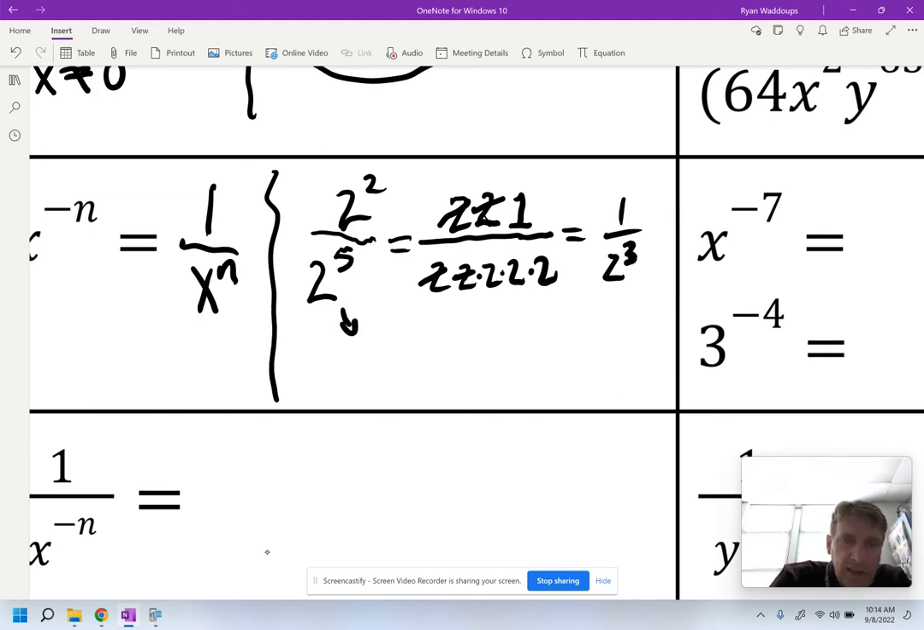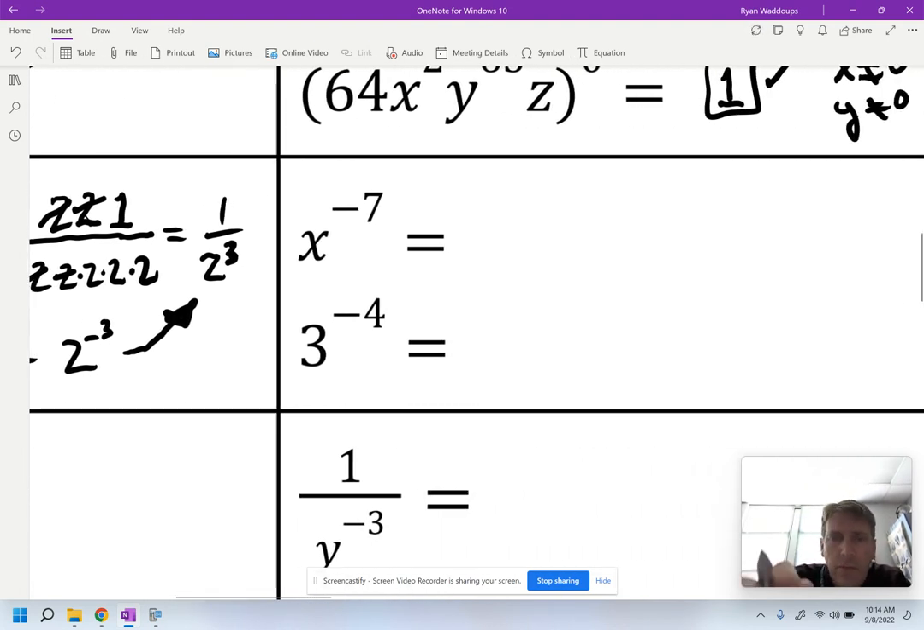But I could also say this is 2 to the 2 minus 5 power, and 2 to the 2 minus 5 power is 2 to the negative 3rd power. Once again, we see that if you have a negative exponent, it becomes positive when it switches into the denominator. Unless you have a negative exponent in the denominator, then it becomes positive when you switch it up. And I think that's what we're going to see in the next example.